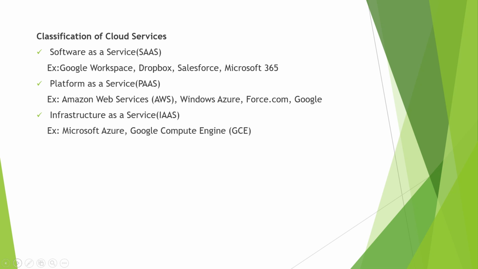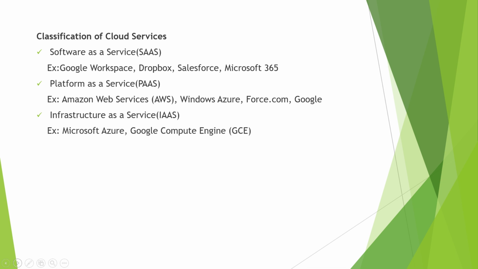And to make you understand, a few examples of software as a service are Google Workspace, Dropbox, obviously Salesforce, which I mentioned, and Microsoft 365. Mostly you people are using Google Docs, Google Documents. There is no need to install the software on your machine. You can directly use it on the internet. So this is one example of software as a service.